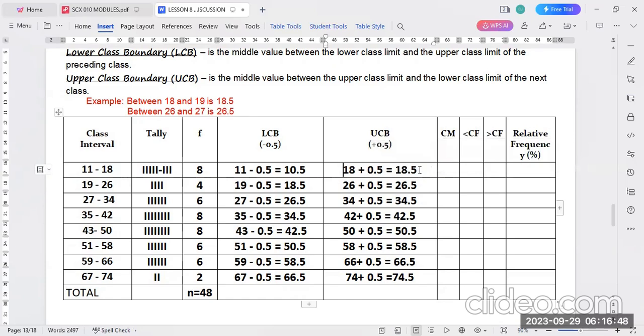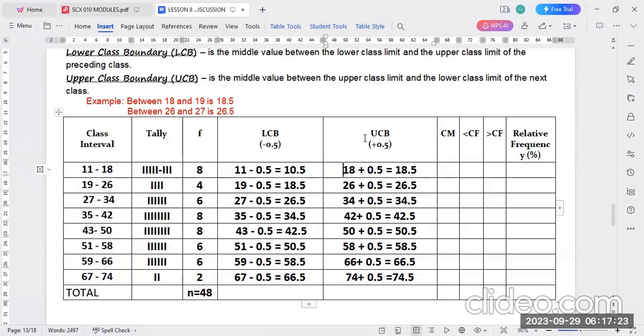Ganun din naman yung explanation niya, bakit 18.5 or ba't ka nag-add ng plus 0.5, ma'am? Kasi it's the middle value between the upper class and the lower. And this is 19 saka 18. Ano yung nasa gitna ni 19 saka ni 18? It's 18.5. Gitna ni 27 and 26, 26.5. Gitna ni 35, 34, 43, 42, 51, 50, 59, 58, tapos 67, 66. Okay, so we have the middle value. Or, pwede rin parang nag-add lang tayo ng 0.5.